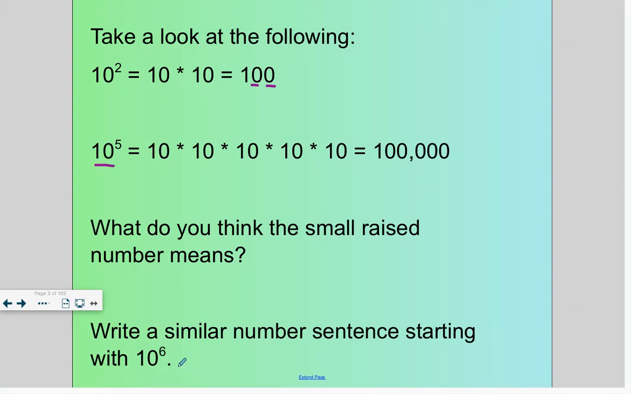So for a similar number sentence for 10 to the sixth, we would have 10 times 10 times 10 times 10 times 10 times 10, or 6 groups of 10 multiplied by itself. So it's not 6 times 10, but it's 10 times 10 times 10 times 10 times 10 times 10.